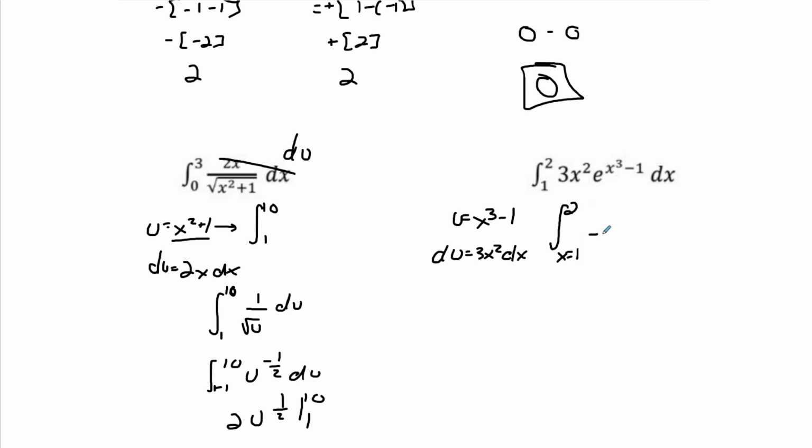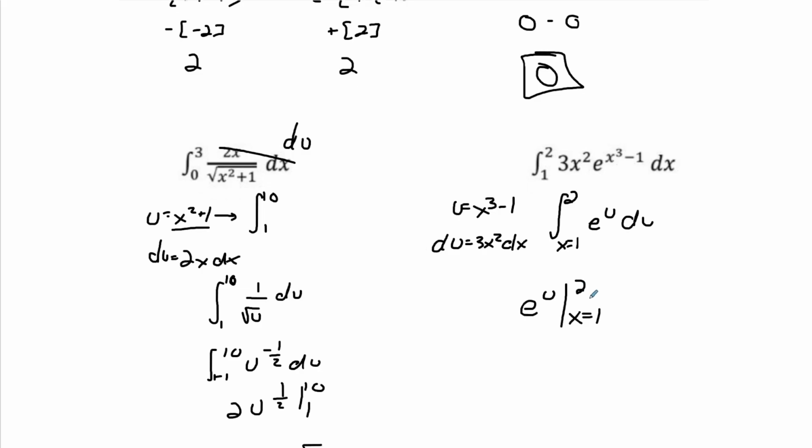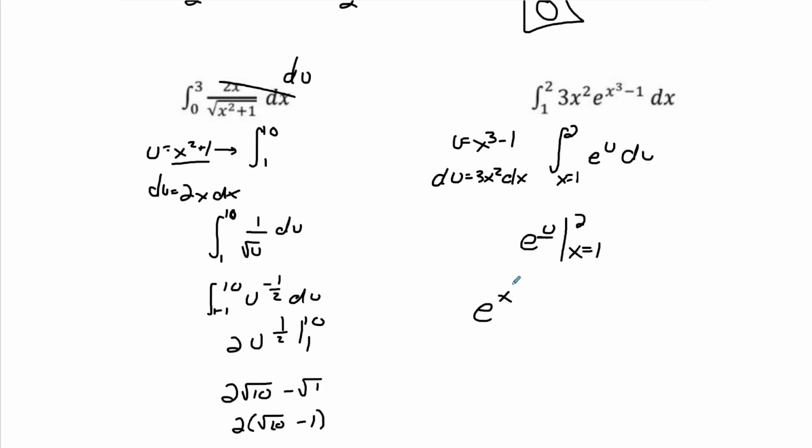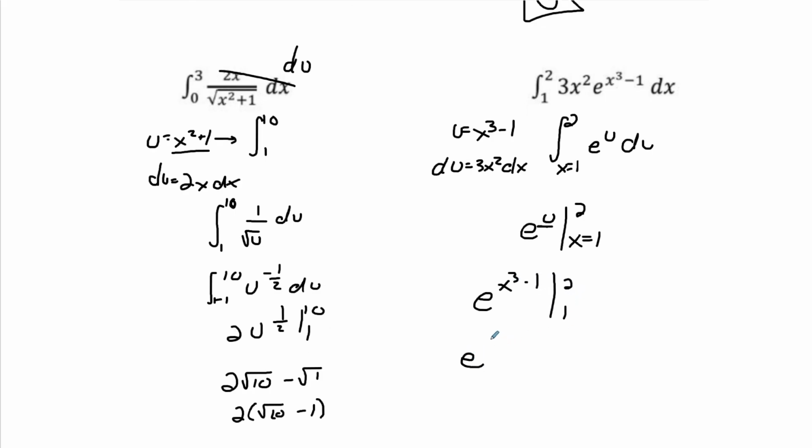It looks like it's just going to be e to the u du, right? So that's just going to be e to the u, evaluated from x equals 1 to 2, right? So we then need to plug back in our u. So it's going to be e to the x cubed minus 1, evaluated from 1 to 2. So it's going to be e to the 8 minus 1 minus e to the 1 minus 1. So it's going to be e to the 7 minus e to the 0, which is just 1, right?